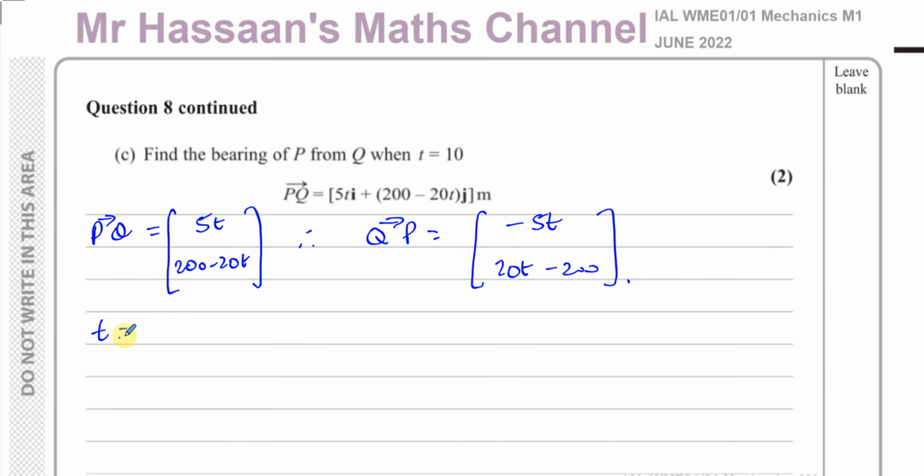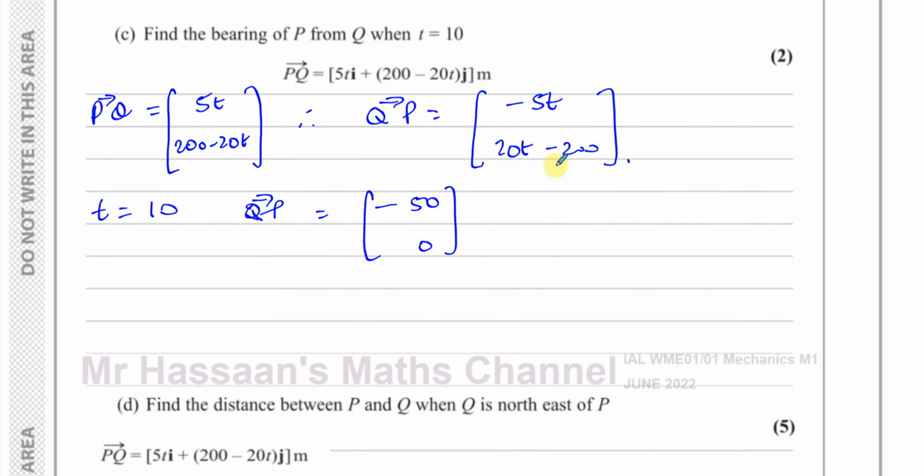And when t equals 10, the vector Q to P is minus 50 and 200 minus 200, since 20 times 10 is 200, minus 200 is 0. So it's minus 50, 0 is the vector from Q to P. If this is Q, then P is going to be minus 50i, which is in this direction. So P is going to be somewhere over here.